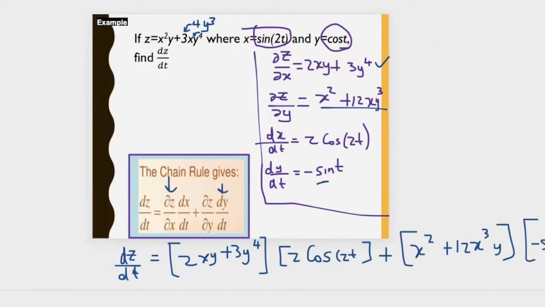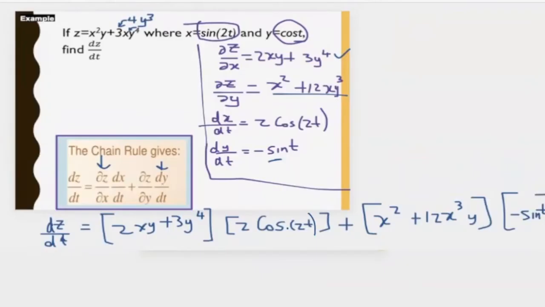Now I can go further where I will expand the bracket. We can simplify this by clearing the brackets, and we can multiply 2 times cos 2t times 2xy. 2 times 2 is 4. So I'll have 4xy cos 2t.